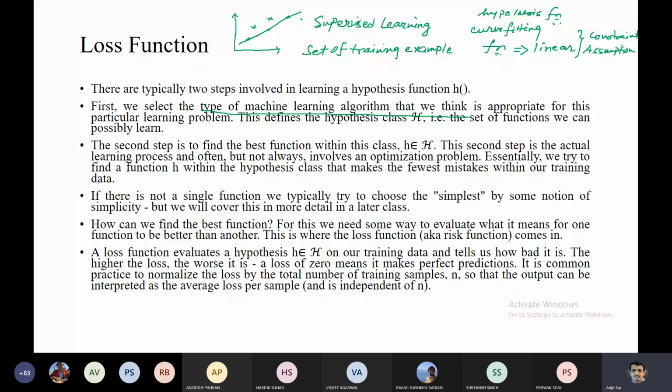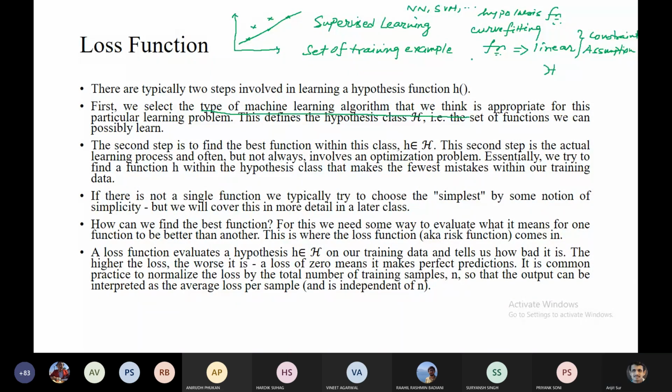Now, this may be anything. This may be a neural net, this may be SVM, this may be anything. But we said that we are doing curve fitting, so we are trying to find a curve, and this curve is supposed to be linear. So this is our assumption or constraint. For this particular problem, this defines a hypothesis class H. What kind of problem are we defining? We are basically doing curve fitting.